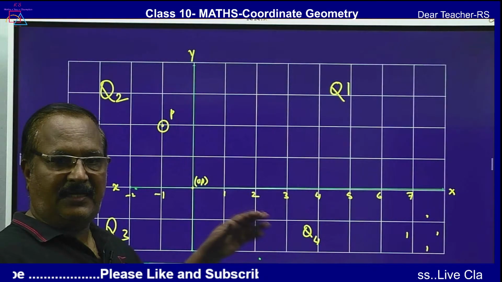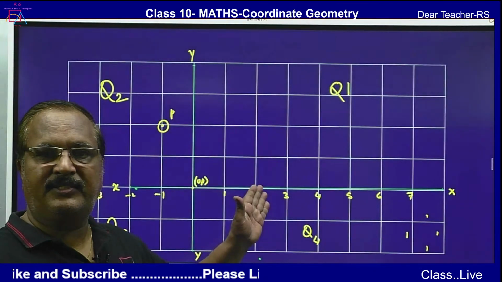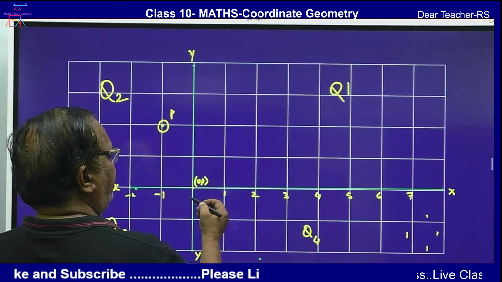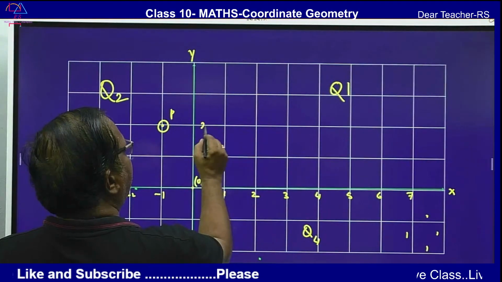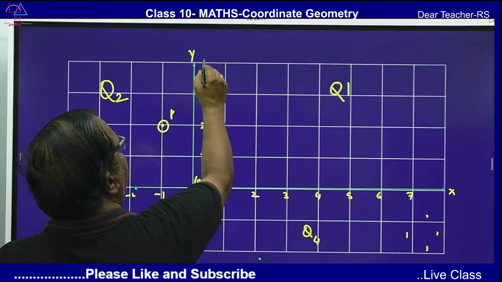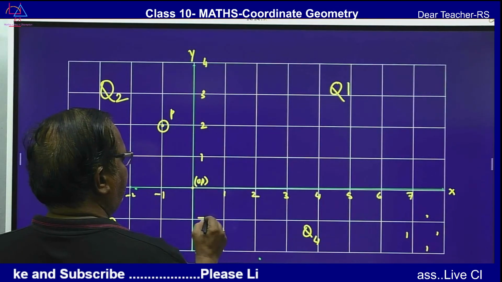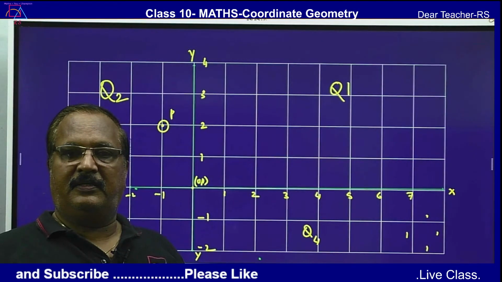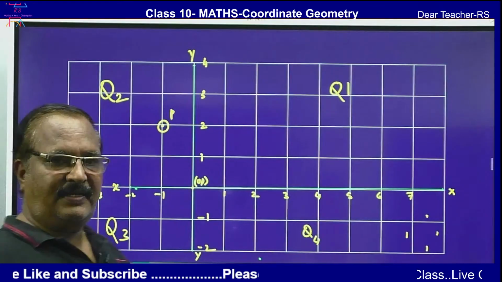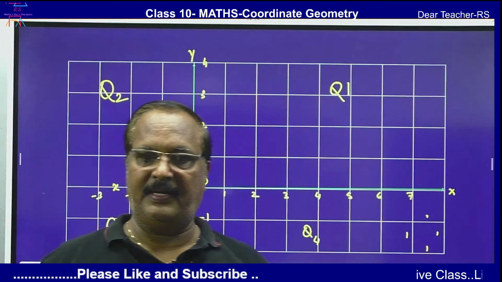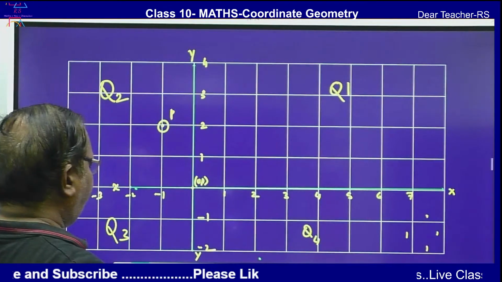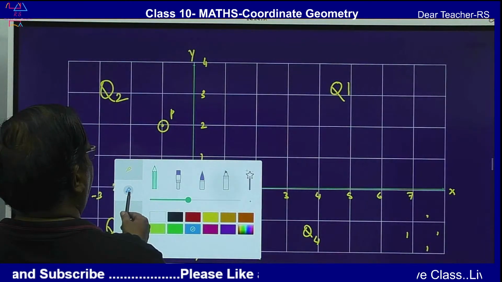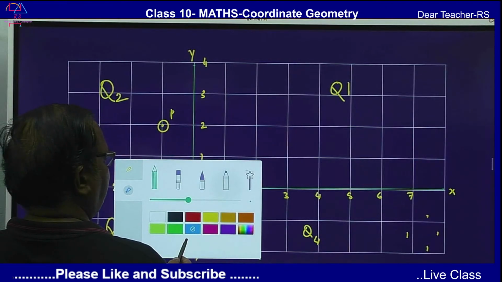You can take minus 3 also. This is how the x-axis is labeled with numbers. Usually on the y-axis, above are positive ones, positive 1, 2, 3, and 4, and below are minus 1, minus 2. This is how the x-axis and y-axis are used as number lines. Now you can further find out.